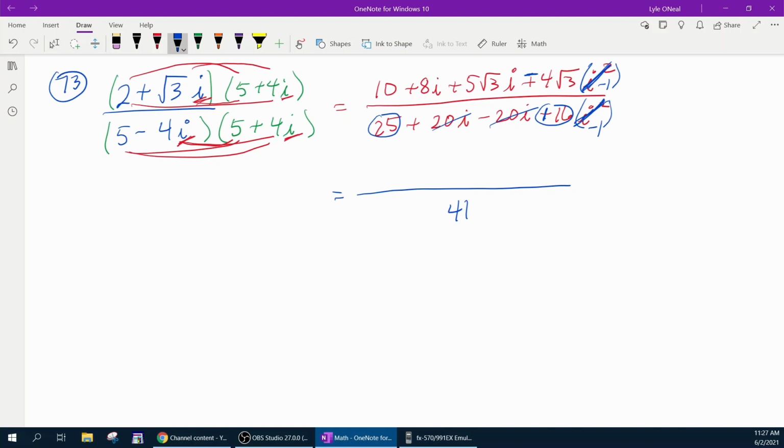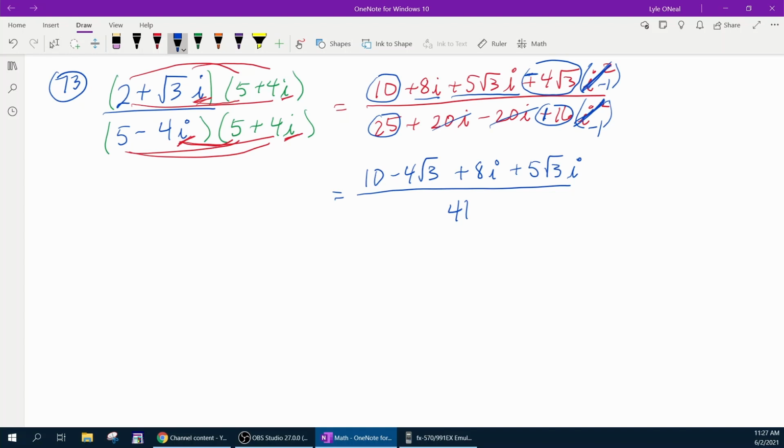In the numerator, we've got this 10 and the minus 4 square root of 3. Those are the real parts. And then we have the plus 8i and the plus 5 square root of 3i. Those are the imaginary parts.